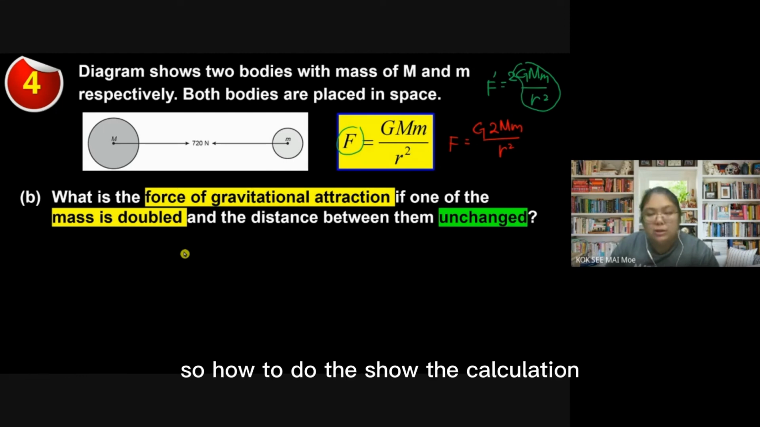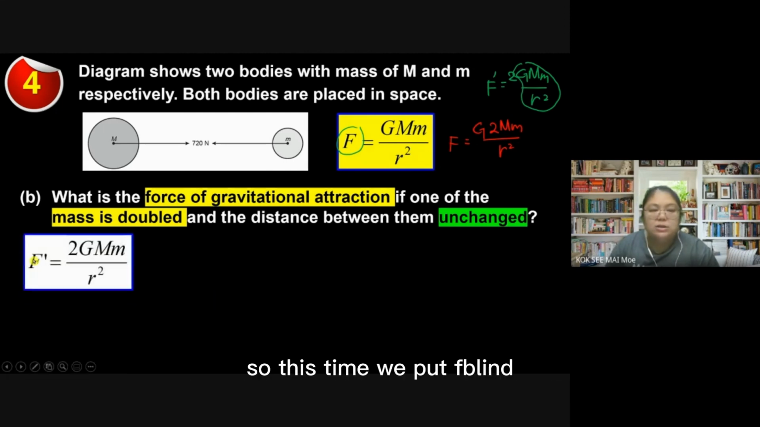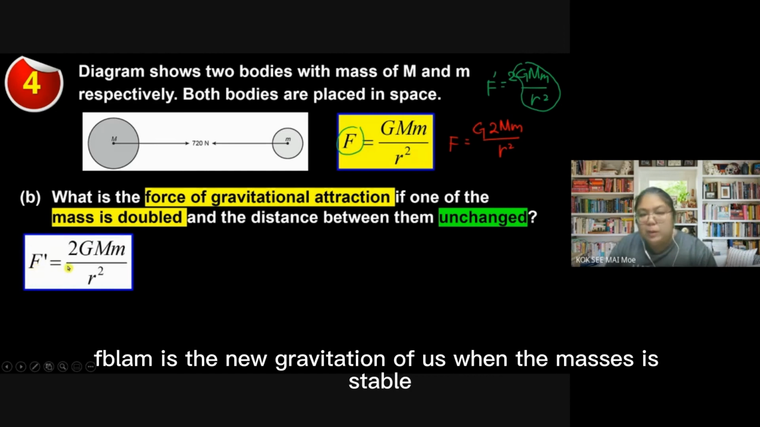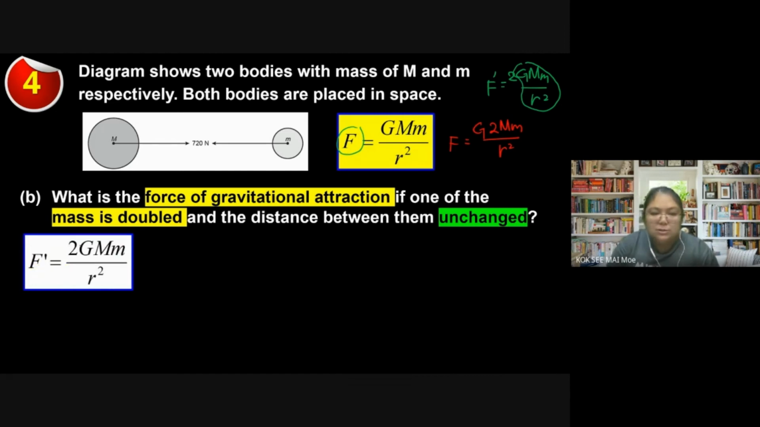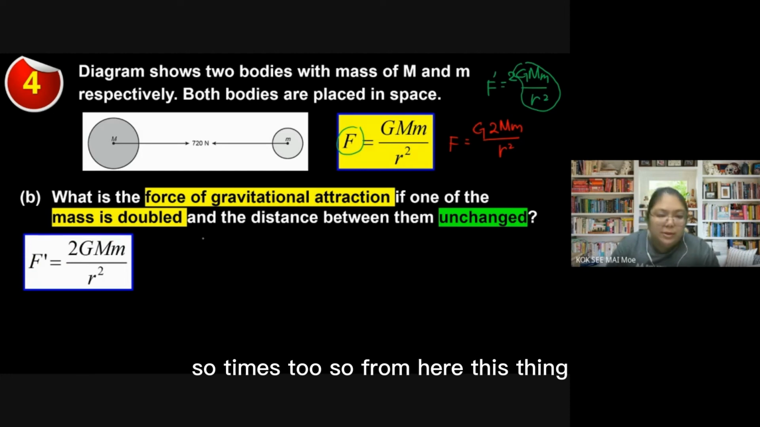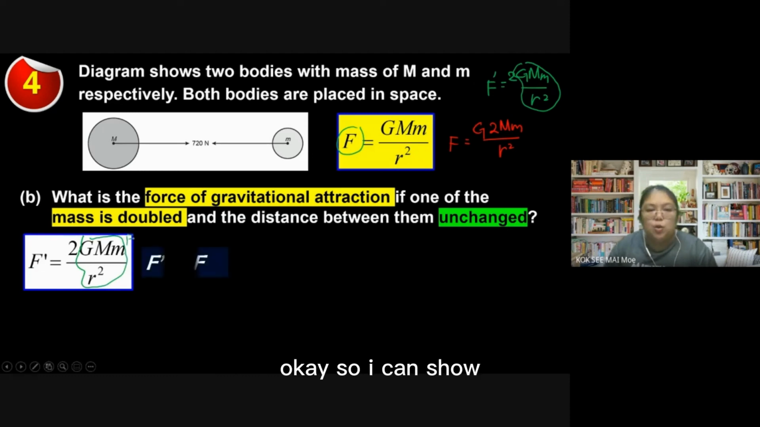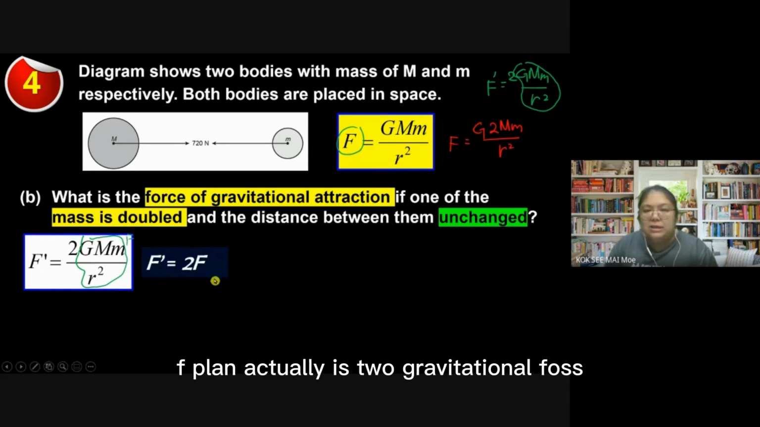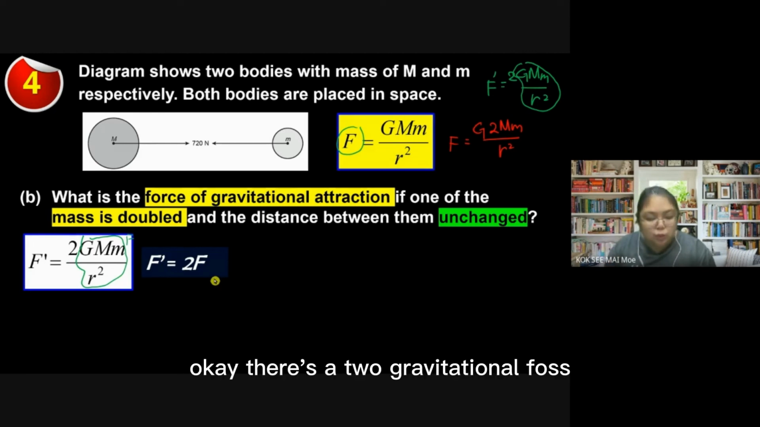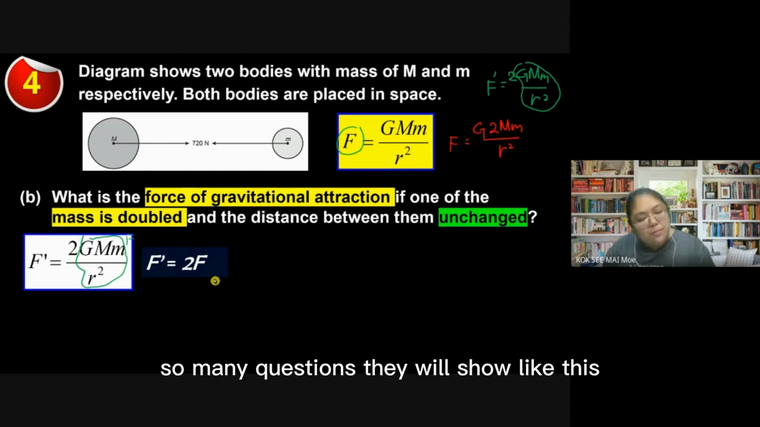So how do we show the calculation? This time we put F prime. F prime means the new gravitational force when the mass is doubled, so times 2. From here, this thing is the original F. So I can show F prime is actually 2 times the gravitational force. Many questions they will show like this.